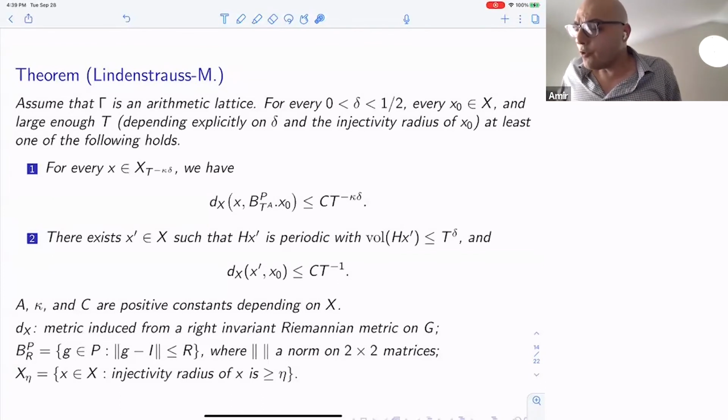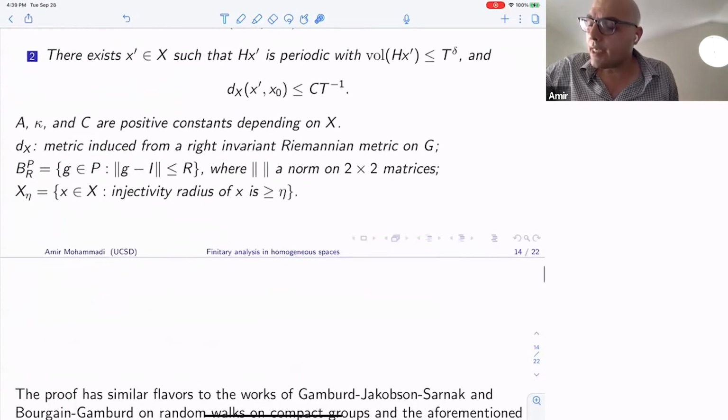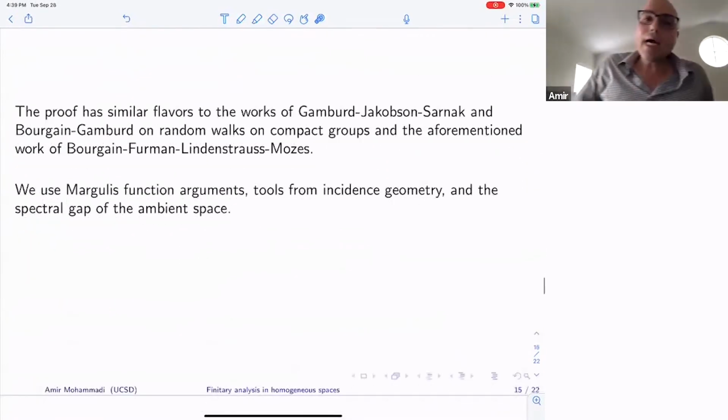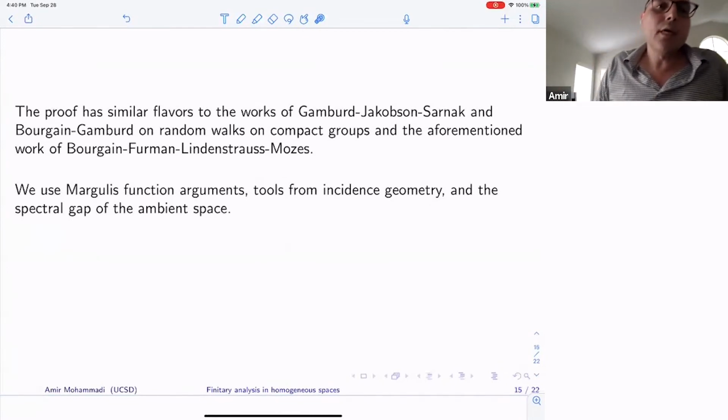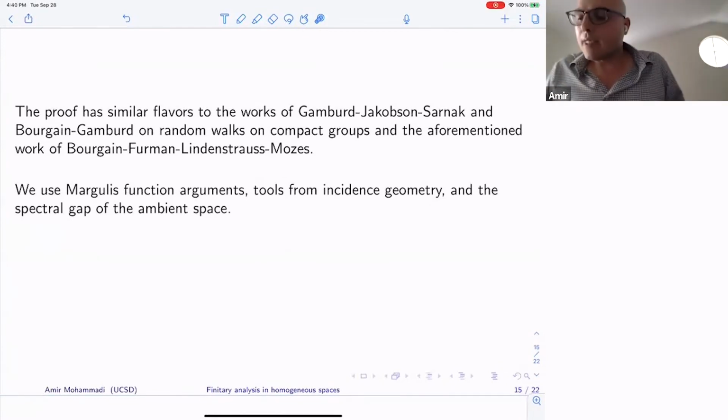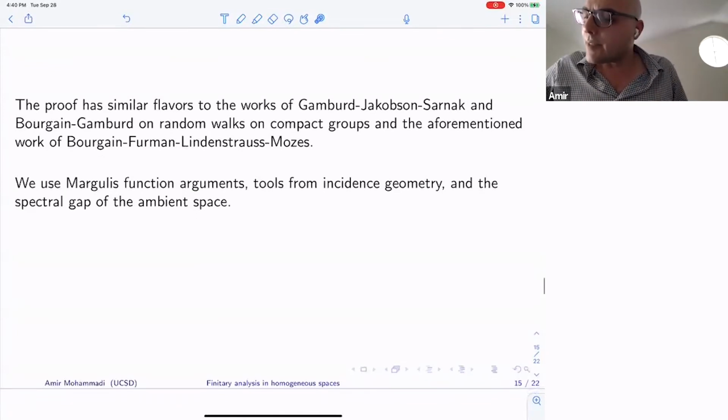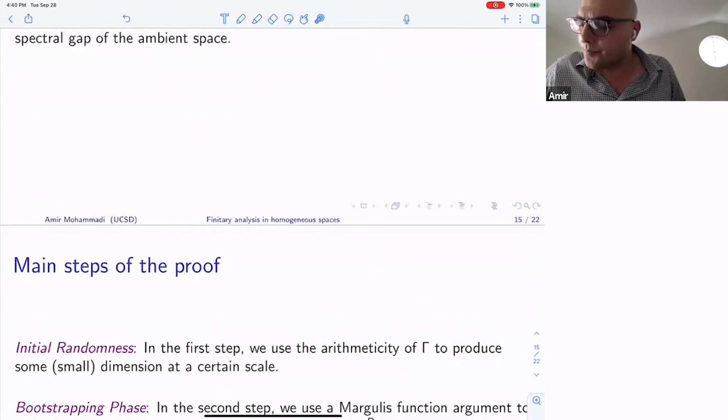Now the proof is somewhat involved. It has flavors similar to the breakthrough works of Gamburd-Sarnak and the previous work of Bourgain-Gamburd-Sarnak on random walks, so the family of Cayley graphs are expanders, and also the work that I mentioned of Bourgain, Furman, Lindenstrauss, and Mozes. Maybe I would briefly mention the 3 steps and then go to the application.